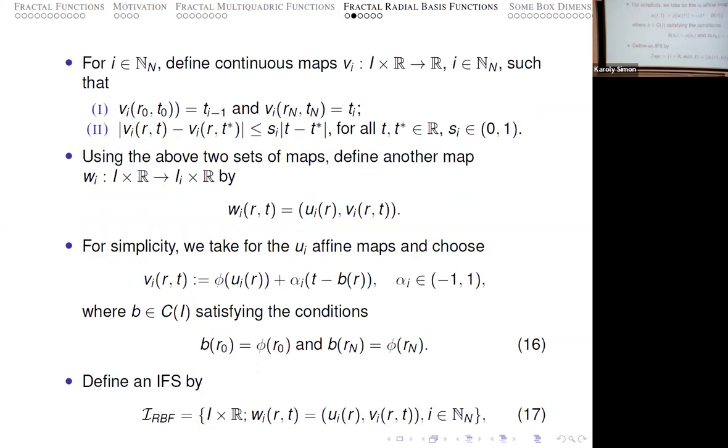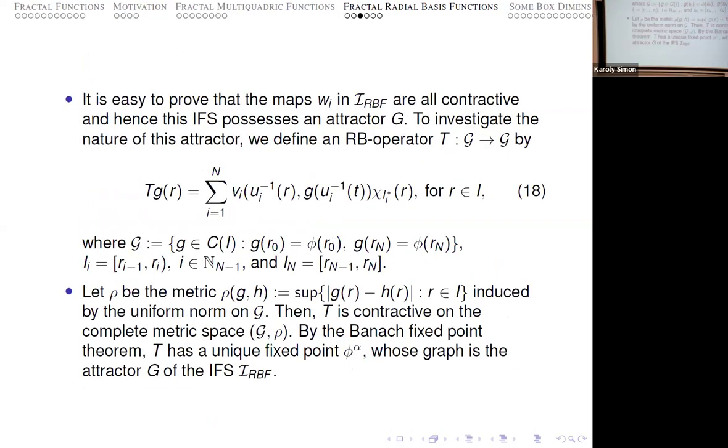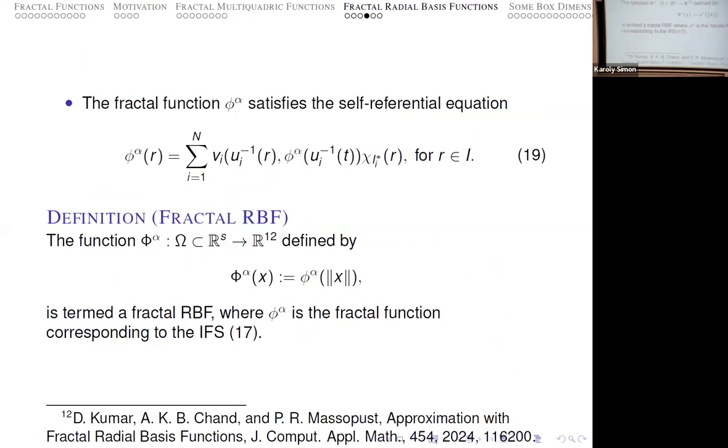and then you construct this map v_i in a similar way, but in the higher dimension. So we get this base function, and then we get the fractal radial basis function. Similarly, one can define the RB operator here, which has to be contractive in nature. You take a function space satisfying these end conditions. The RB operator is contractive, so it gives a fixed point. Therefore we get a fractal function, a fractal perturbation of small phi.